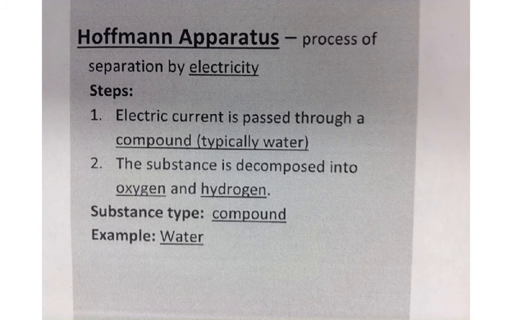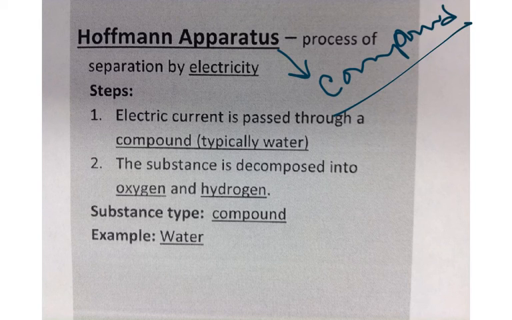The Hoffman apparatus is the most unique apparatus that we have. What it can actually do is separate compounds. This is the only one that can separate a compound. Everything else that we have talked about can separate a compound from another compound, or an element from a compound, or something more complicated. But this one actually is able to break the compound up.